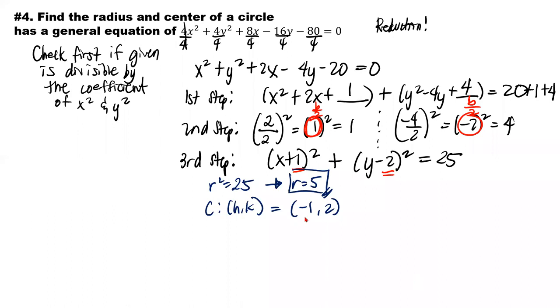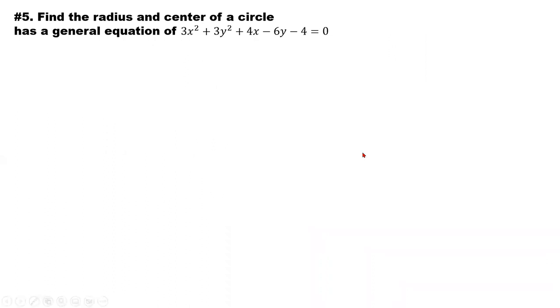Okay. So for the last example, example number 5, find the radius and center of a circle given the general equation 3x squared plus 3y squared plus 4x minus 6y minus 4 is equal to 0. As you can see, if you check the divisibility of the coefficients of x squared and y squared, we will just reduce the values by their coefficient. Right? So let's divide by 3. Divide by 3. Divide by 3.